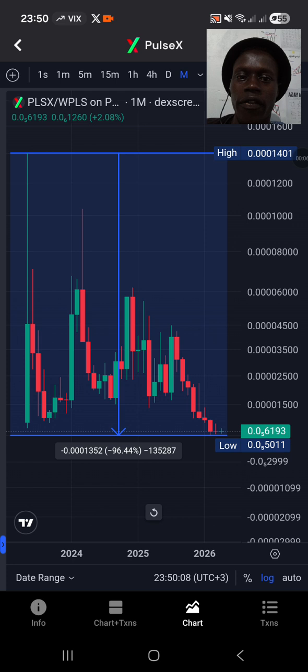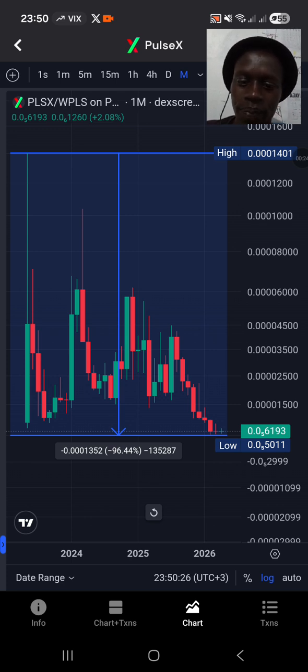This is PulseX. This is the most liquid DEX, decentralized exchange, under PulseChain. It is more or less like Uniswap, like Uniswap on the Ethereum blockchain.